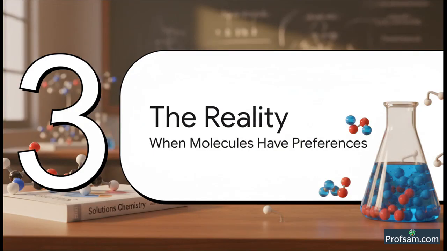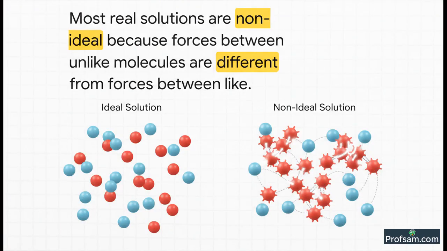But in reality, molecules often do have preferences. They are not always indifferent. This leads us to the much more common and interesting category of non-ideal solutions. You see, most real solutions are non-ideal. And the reason is simple. The forces of attraction between the unlike molecules, that is A and B, are different from the forces between the like molecules, AA or BB.